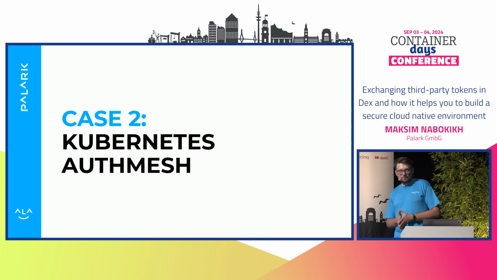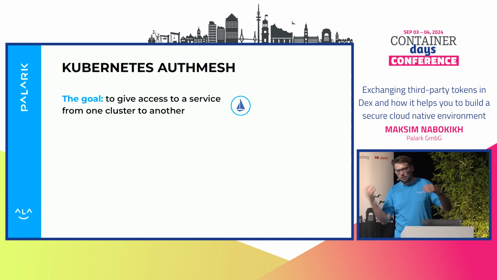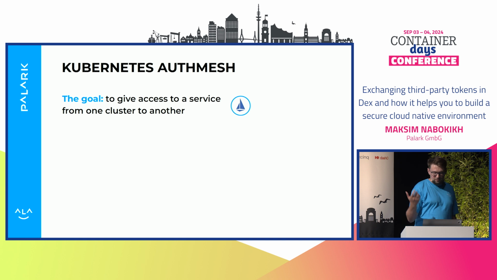Moving forward, the second case is Kubernetes authentication mesh. It's a similar case. The goal is to give access to a service from one cluster to another cluster. When may we need this? I have two real-world examples. The first one is Istio, because if you want to build a multi-cluster using Istio, you need to give control planes in each cluster access to the different cluster.